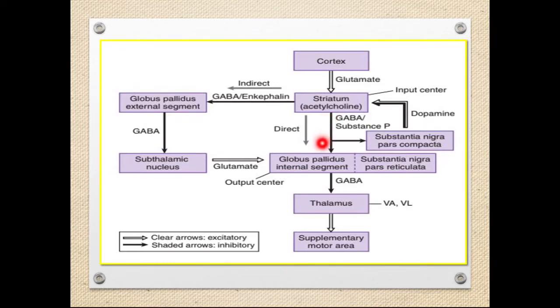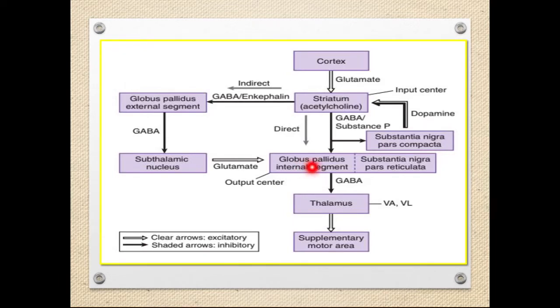And where exactly are they releasing this inhibitory neurotransmitter GABA? They are releasing it over the neuron of globus pallidus internus. So now what will happen to the stimulation of the globus pallidus internus neuron? They won't get stimulated, because more and more stimulation of the cortex means more and more release of the glutamate, more and more stimulation of neuron of the striatum, so more and more release of inhibitory neurotransmitter GABA. So the neurons of the globus pallidus internus won't get stimulated.